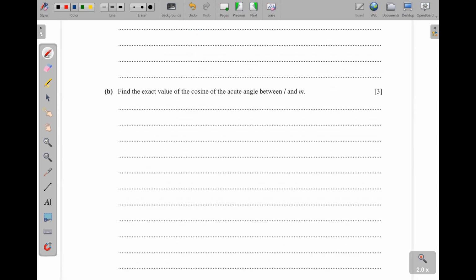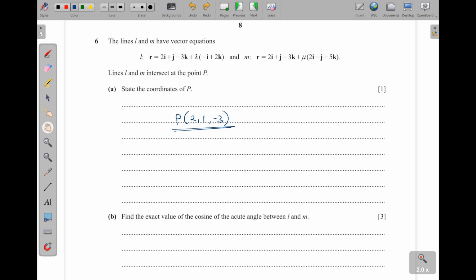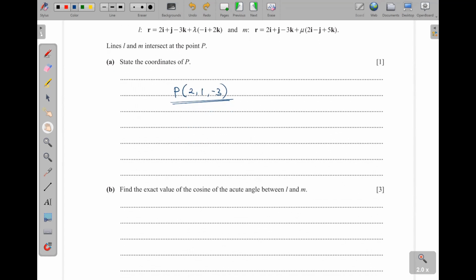Part B, find the exact value of the cosine of the acute angle between L and M. So here we find the angle between the directional vectors of the two lines using the scalar product. So for d1, you just look at what is inside the brackets. Let's say the d of line L is going to be negative i, so that is negative 1. There is no j, so it is 0, then the 2. And then the directional vector of line M is 2, negative 1, 5.